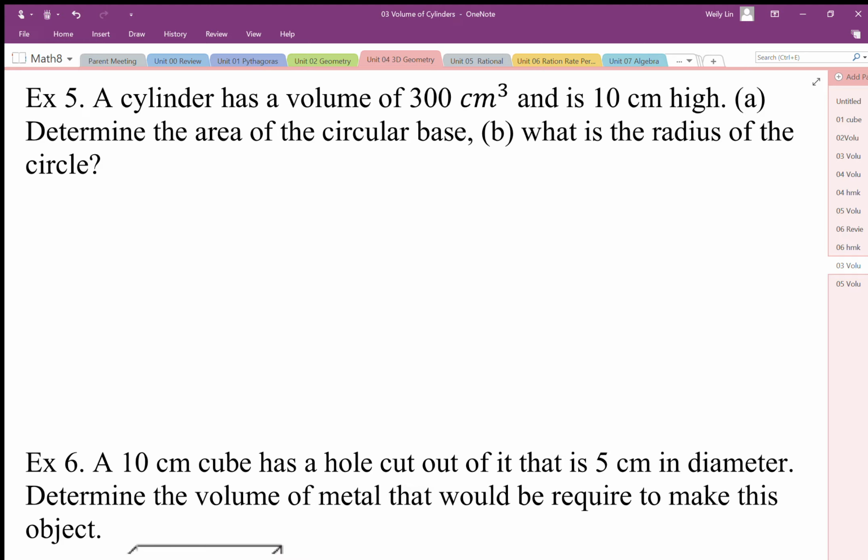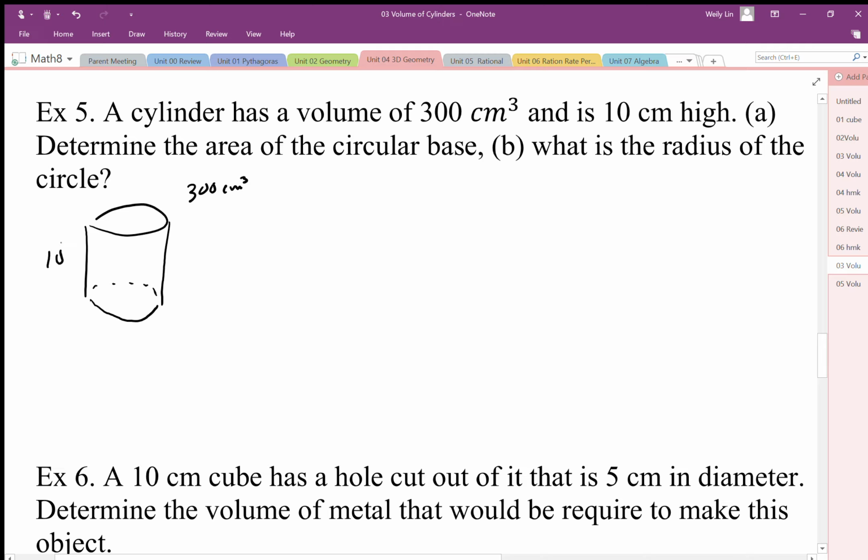In this question here, we've been given the total volume of the cylinder. So I'm just going to sketch a cylinder here. So I've got my cylinder. And the total volume, there's 300 cubes inside this cylinder. And we know that this is 10 centimeters high. And we want to find the area of the circular base.